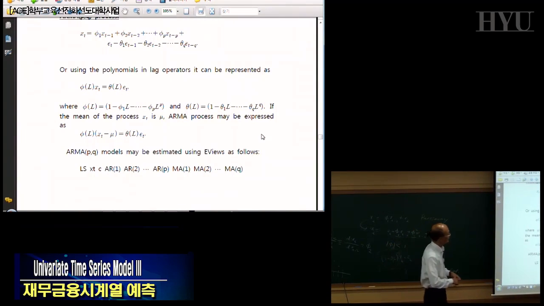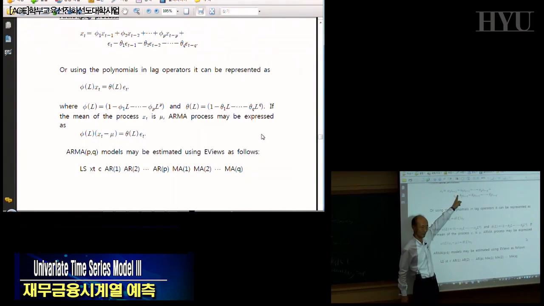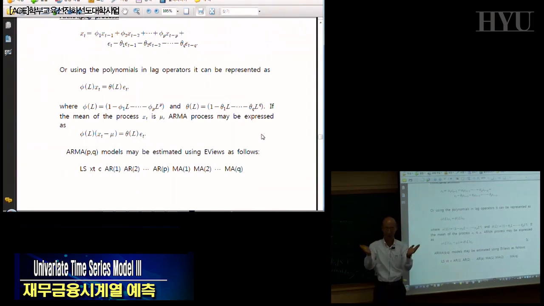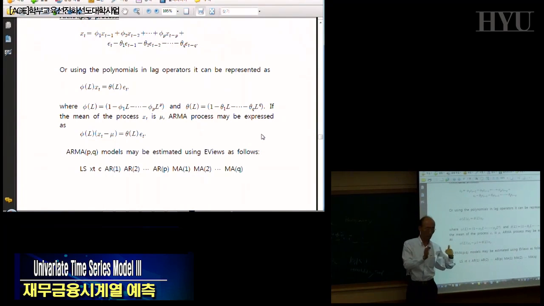So previously, I illustrated the difference between this model and the one without considering the long-term average, where you can run least squares of x of t and c and this one. So x t minus 1, x t minus 2. If you do that, then in that case, the constant is going to be just the intercept term, not this long-term average.